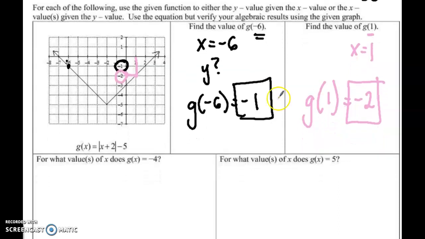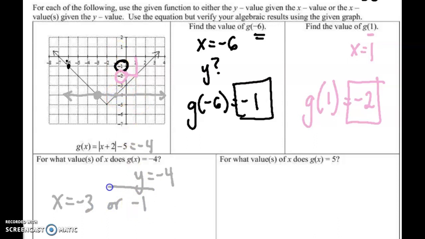So in the next problem, again, you could plug in, because remember, this says y equals negative 4, and you can plug it into this equation and see what values you get. Or you can make a horizontal line at y equals negative 4, which is right here. And you can see, okay, well, the curve hits right here. Well, what's that x value? Negative 3. Or, looking at this value, x equals negative 1. So there's 2 times that g of x equals negative 4, at negative 3 and negative 1.